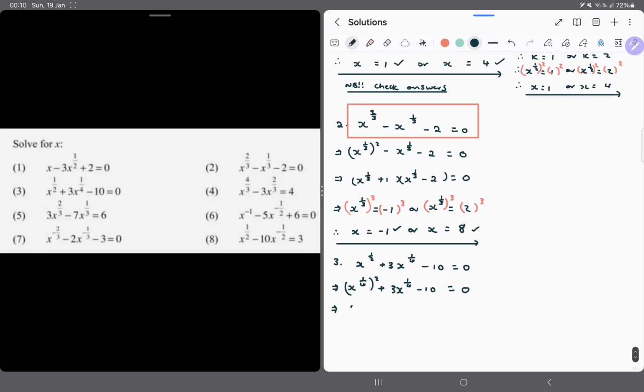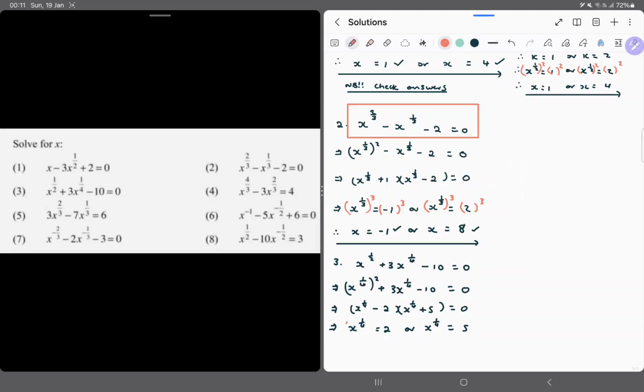Again, we have a quadratic. We can factorize. So this is x to the exponent 4th, x to the exponent a 4th. Now 10 to give us 3 is going to be plus 5 minus 2. Okay, good. So this implies that x to a quarter is equal to 2, or x to a quarter is equal to 5.